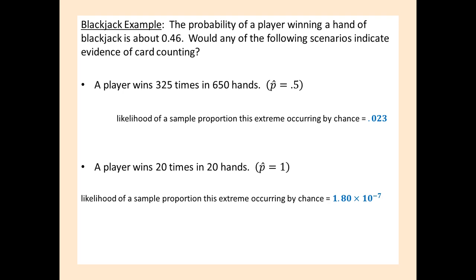The last one is in there to dispel a commonly held thought, which is that if you have a tiny sample size, there's no way you can get a significant result. That's not true. You can have a statistically significant result with a tiny sample size. You just have to have a really extreme statistic. And that's what's happening here. 20 wins in 20 hands, you can't get any more extreme than that. So p-hat is 1, and that's very unlikely, to win 20 hands in a row.